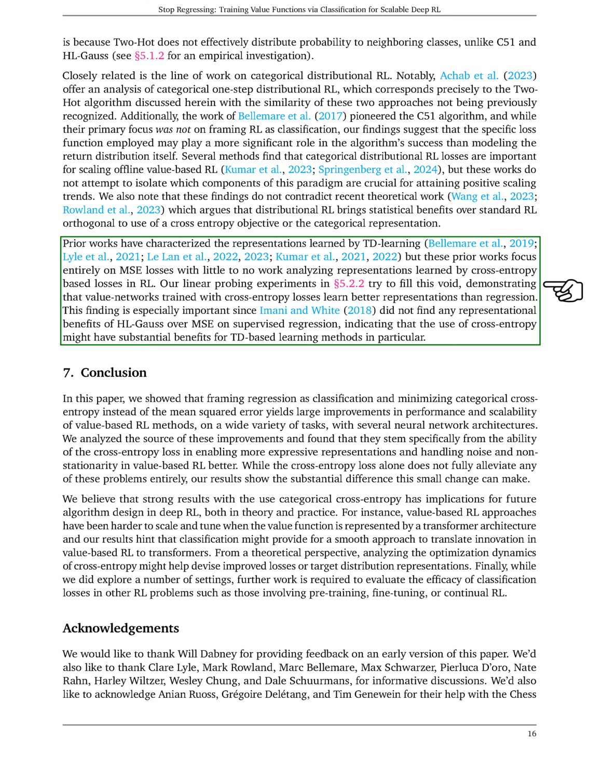Previous research has extensively analyzed the representations learned through TD learning, focusing primarily on MSE losses. Very little attention has been given to understanding the representations learned through cross-entropy-based losses in RL. Our linear probing experiments aim to address this gap, revealing that value networks trained with cross-entropy losses learn better representations than those trained with regression. This discovery is particularly significant as prior studies did not identify any representational advantages of HL-Gauss over MSE in supervised regression, suggesting that cross-entropy could offer substantial benefits specifically for TD-based learning methods.